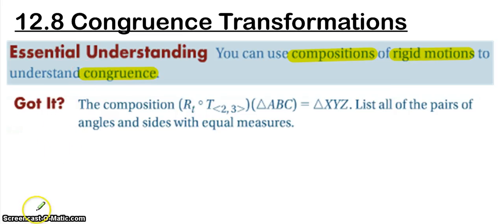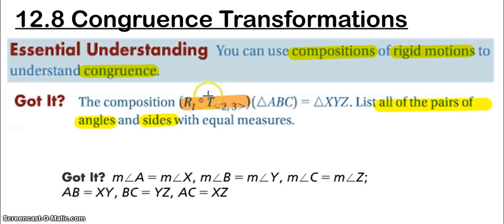So in the first Got It, make sure that you've worked through the first part of the lesson before coming to the Got It, and then try this on your own. We want to list all pairs of angles and all pairs of sides that have equal measures between A, B, C, and X, Y, Z. The composition that happened was a translation, 2 to the right and 3 up, followed by a reflection of this line here.